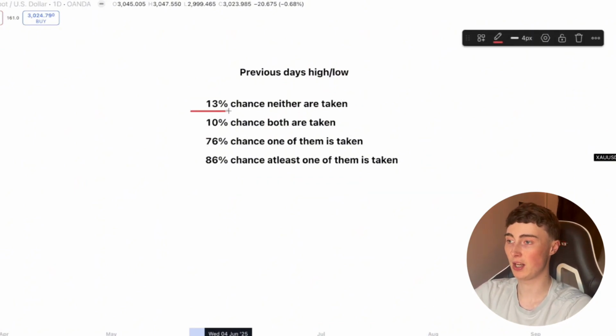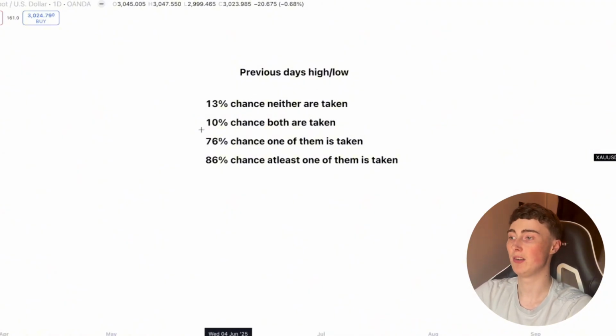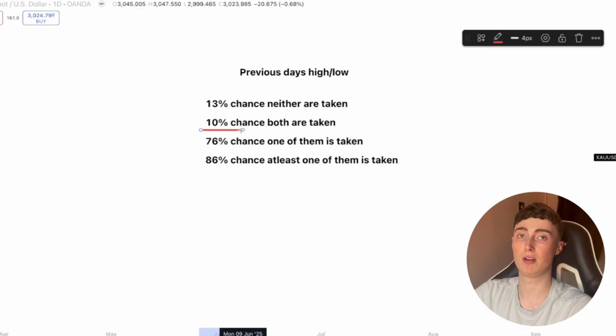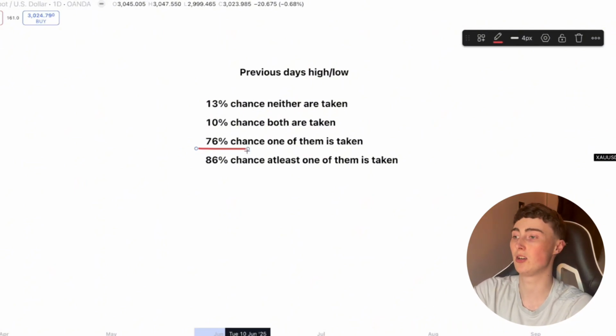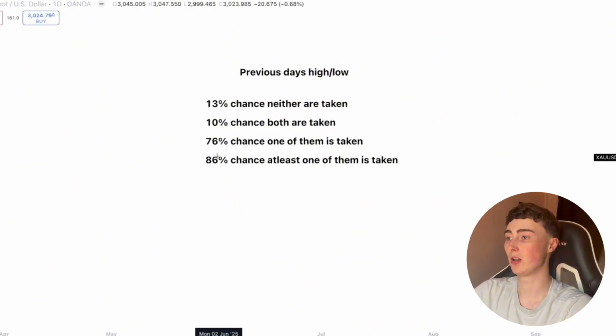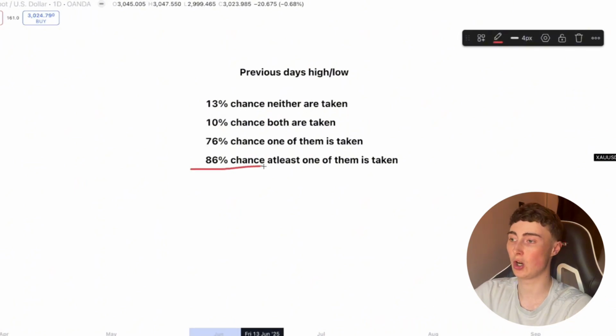There's a 13% chance neither previous day's high or low will get taken. There is a 10% chance both previous day's high and previous day's low will get taken. There is a 76% chance either previous day's high or previous day's low will get taken. And with those numbers, I worked out there's an 86% chance at least one of these two things will get targeted.